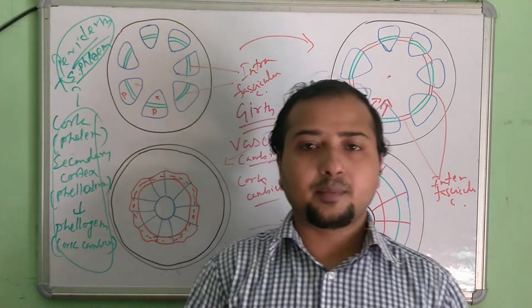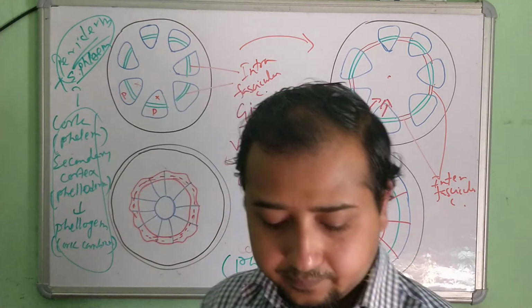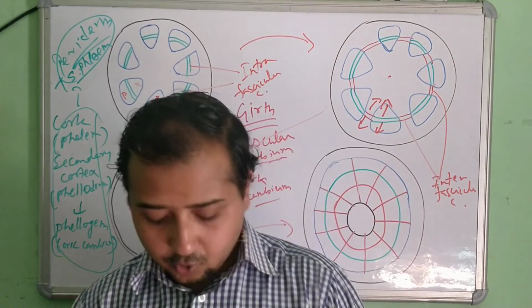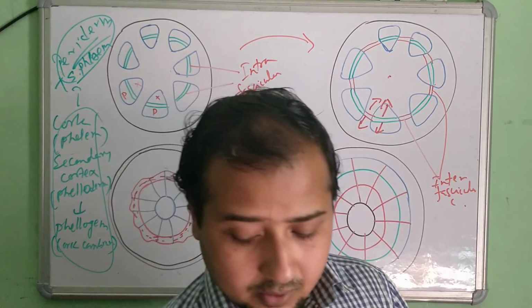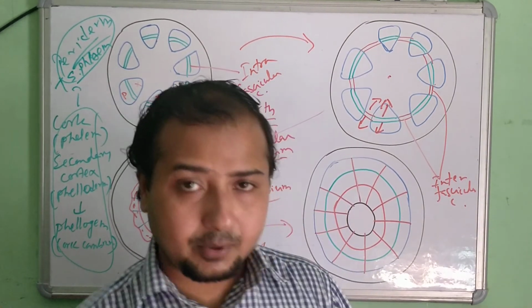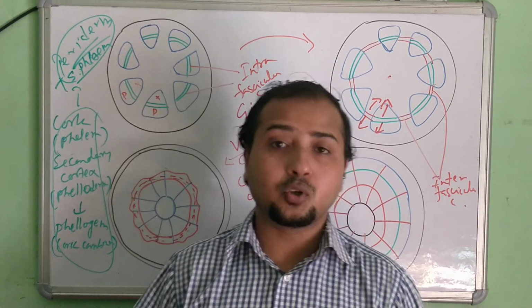Okay, so this is all about the secondary growth of the plant. I hope you understood. These diagrams are very important to understand. So practice this diagram, it is going to help you a lot, and make a small note out of it.